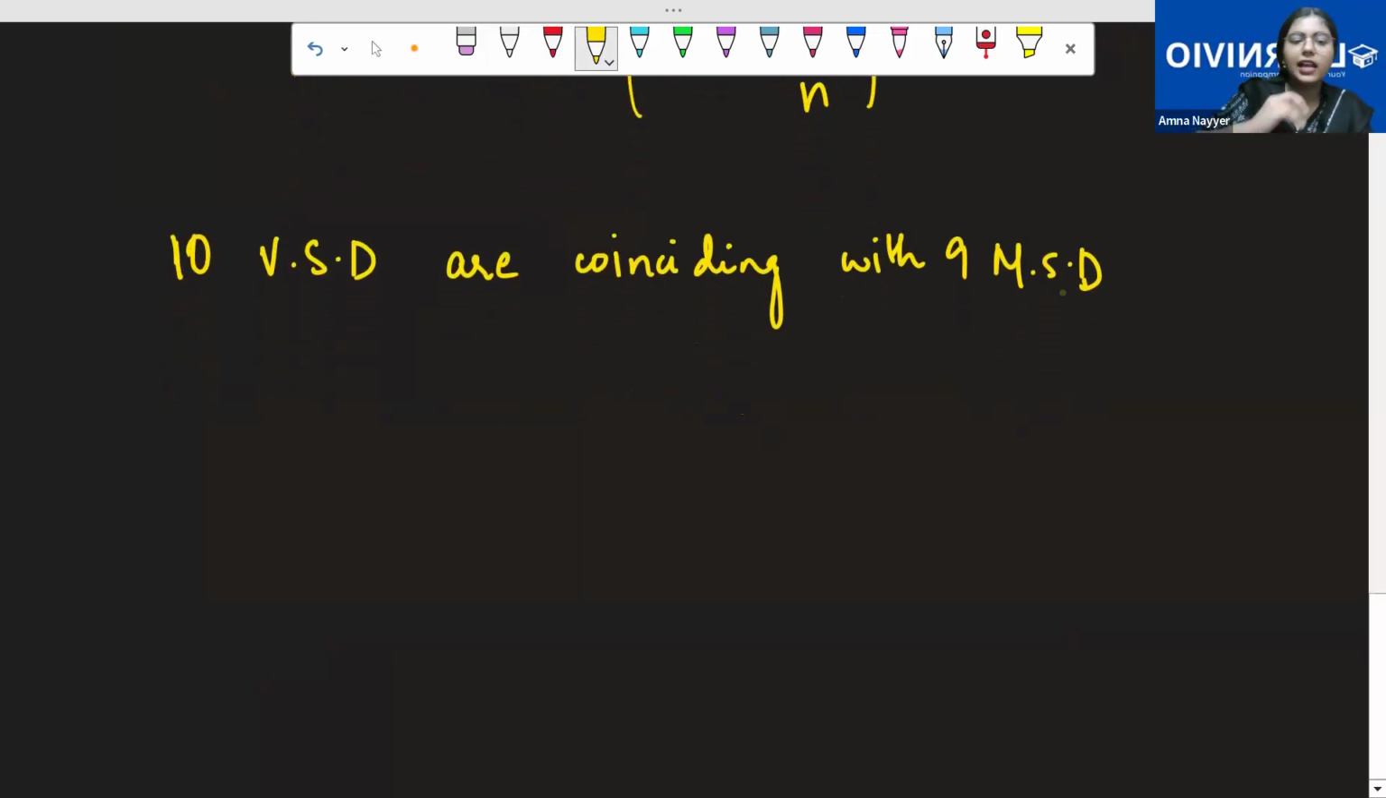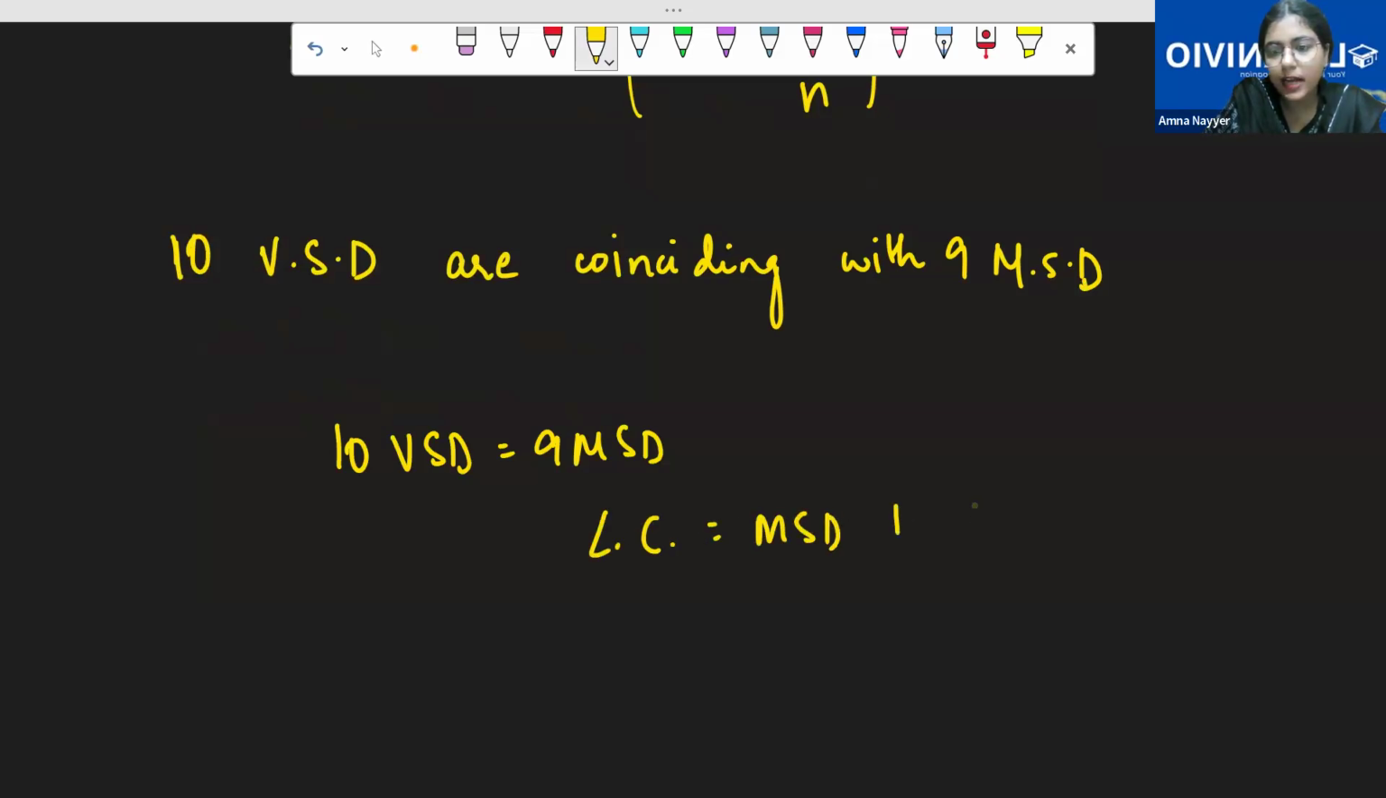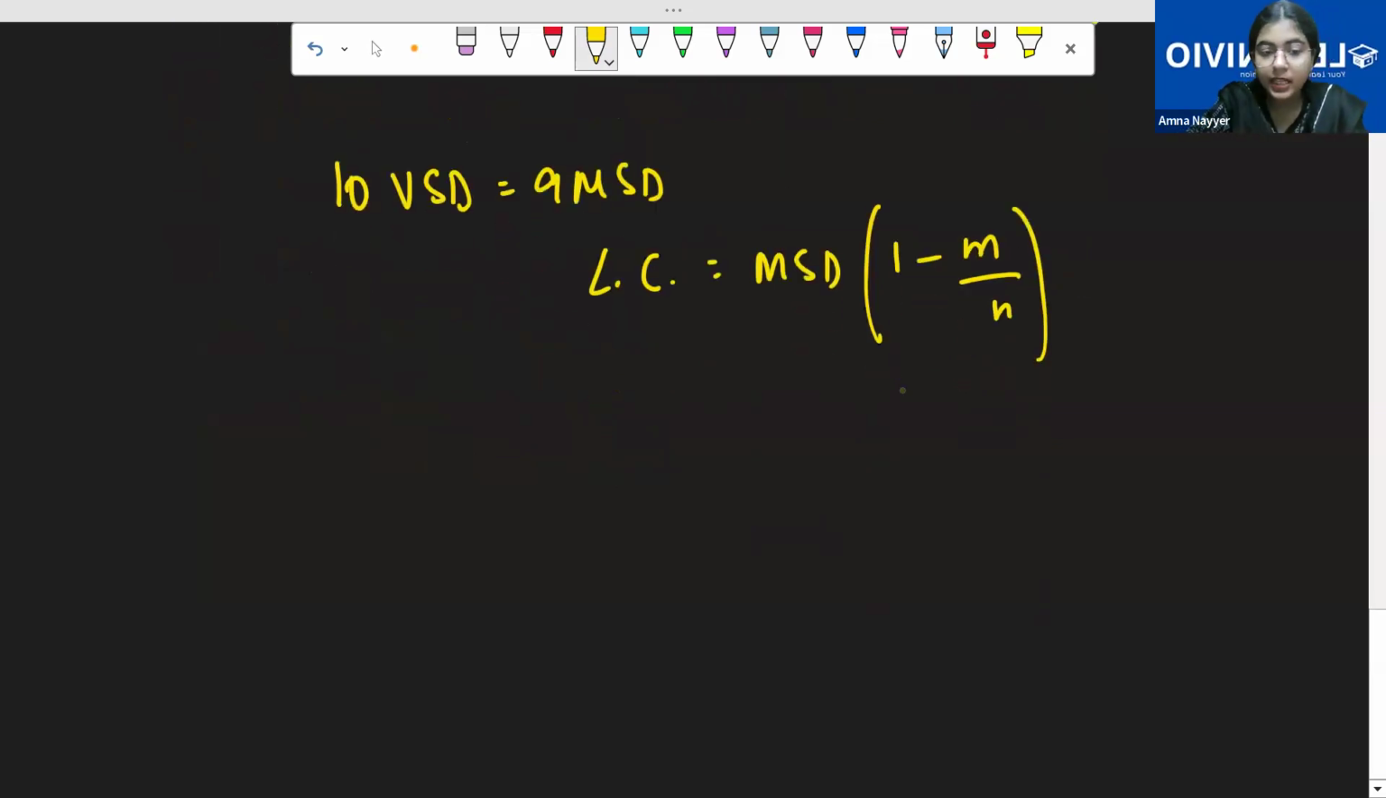So see, if I have to calculate the least count here, I'll just simply say 10 VSD is equal to 9 MSD at the first place. And then I can say least count is equal to 1 MSD into 1 minus M by N for the least count. Now, how will I get the value of 1 MSD? So, look, 10 VSDs are given to you and 9 MSDs are given. See, what is exactly the value of 1 MSD? That should be 10 VSD by 9.